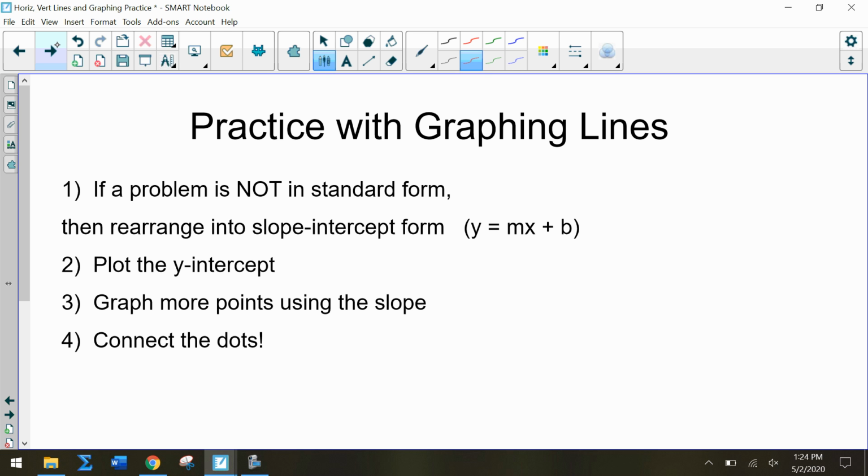Okay, so now we're going to practice graphing lines. Remember, if a problem is in standard form, then we want to rearrange it into slope-intercept form, y equals mx plus b. And then we're going to plot the y-intercept, which is a point on the graph. And then we're going to plot more points using our knowledge of the slope. And then we're going to connect the dots.